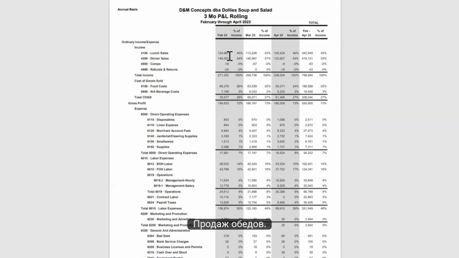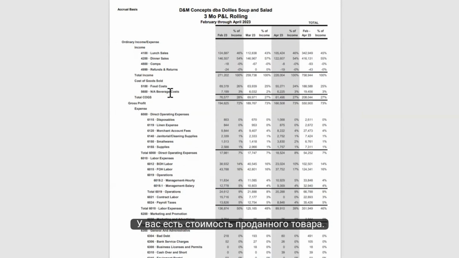You've got your lunch sales. So here it's showing 124,000 in lunch sales in February, 112,000 in lunch sales in March, 105,000 in lunch sales in April. And you've got your dinner sales, same thing, 148, 146, 122. And then you've got your total income. If you go down, total income for February was 271, March 259, April 228.